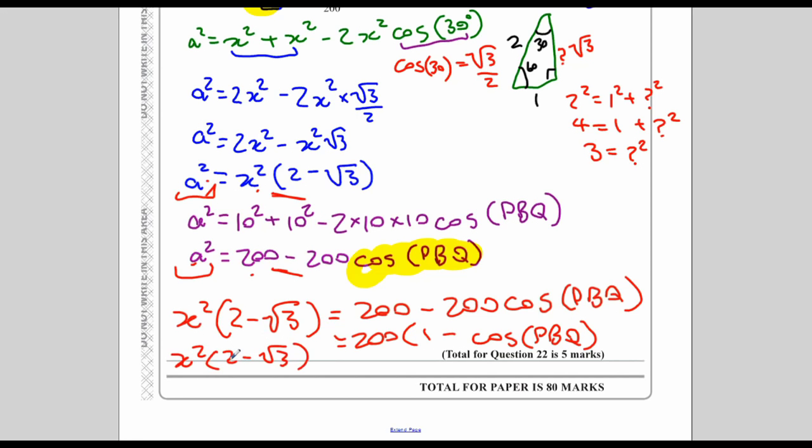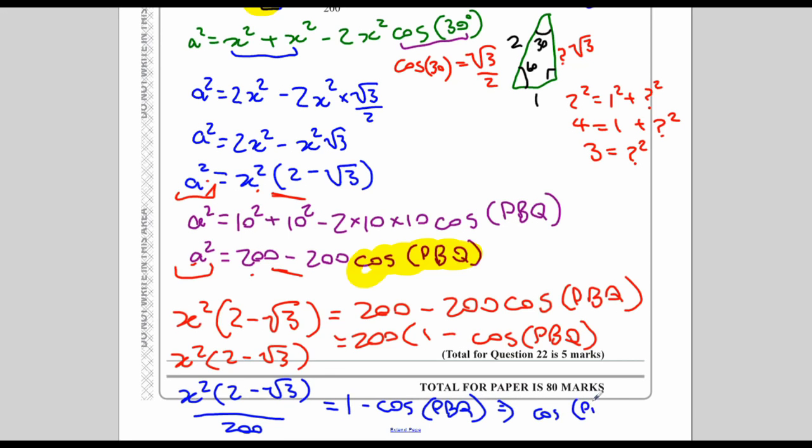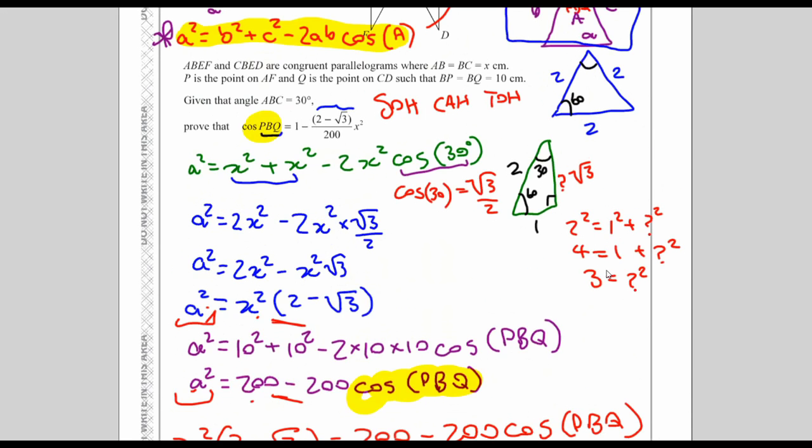Let's divide by 200. x squared times 2 minus root 3 over 200 equals 1 minus cos PBQ. And that means that cos PBQ equals what we wanted, which is 1 minus 2 minus root 3 over 200 times x squared.